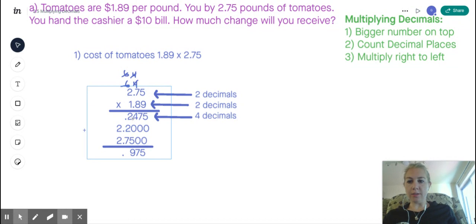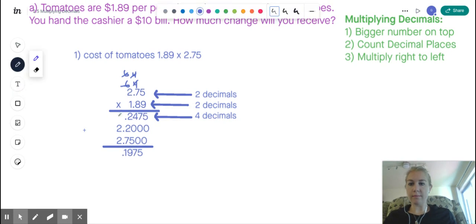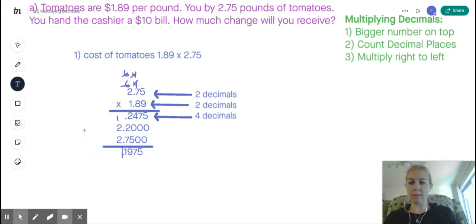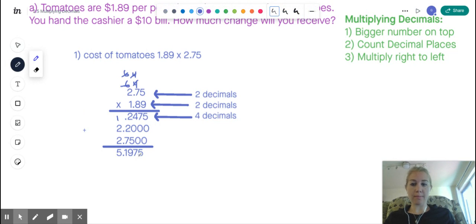Okay, so it's really 2 plus 2 is 4, plus 7 more is 11. And then 2 plus 2 is 4, plus 7 is 11, so I need to carry a 1. And then 1 plus 4 is 5. So we get 5.1975. Okay, that looks better. So the total cost of tomatoes was $5.1975.